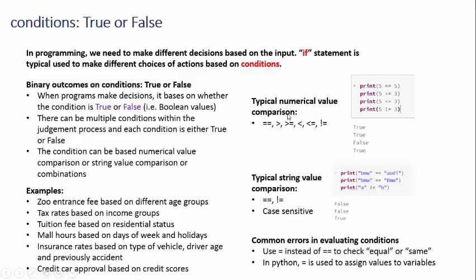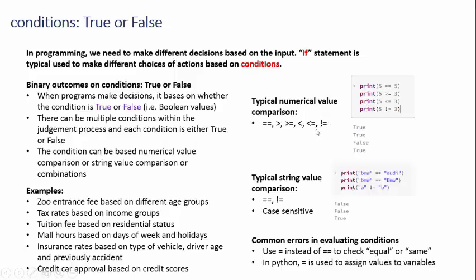Numerical value comparison is fairly simple. There's one particular numerical value and we compare it with another numerical value. For example, if we want to check whether those two values are the same, we use this double equal operator. If we want to find out whether one value is larger than another one, we use the larger than operator, or larger than or equal operator, or less than, or less or equal operator. There's also a not equal operator, which is right here.